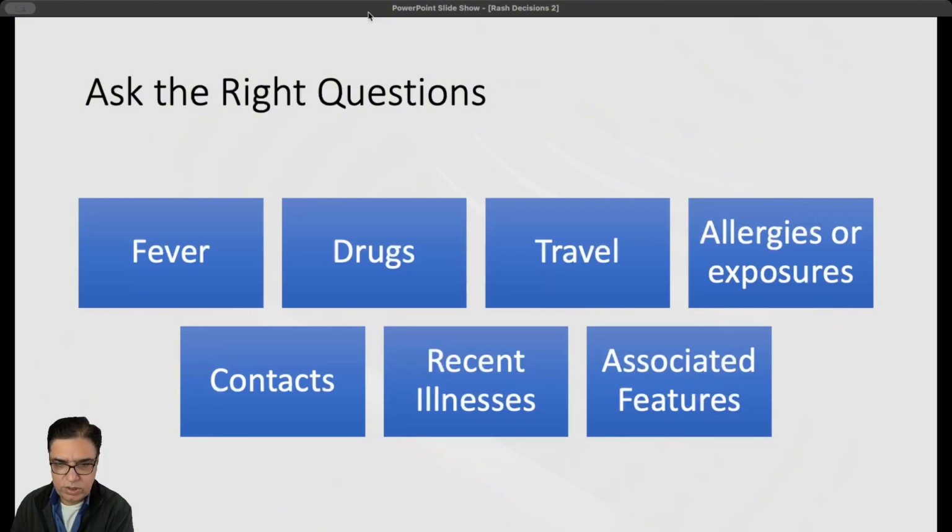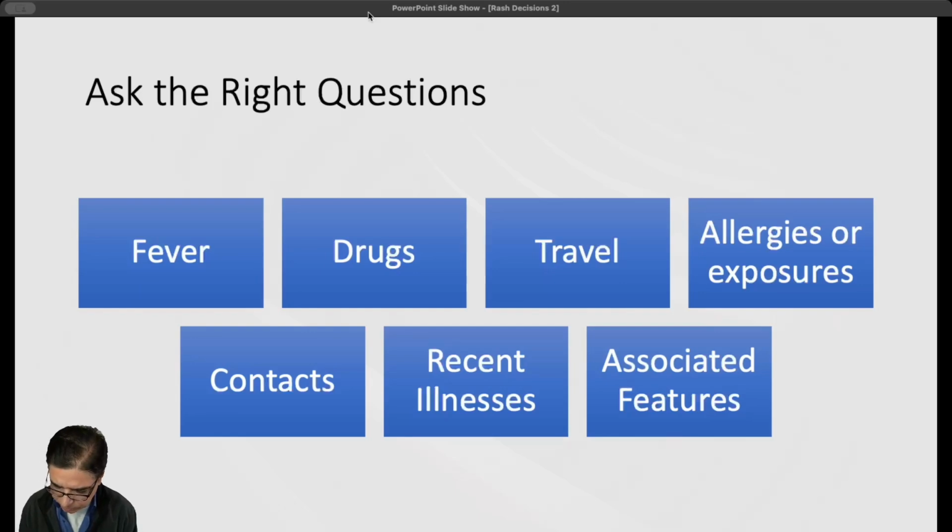If they have any associated symptomatology, or you find on examination that there are other features of illness like hepatosplenomegaly, or respiratory problems or GI problems, it could be anything when you're examining. So these are the things that you must ask in any child who presents with any type of rash. You should remember it on your fingertips: fever, drugs, travel, allergies or exposures, contact, and recent illnesses.